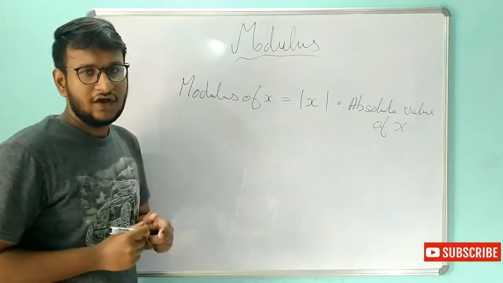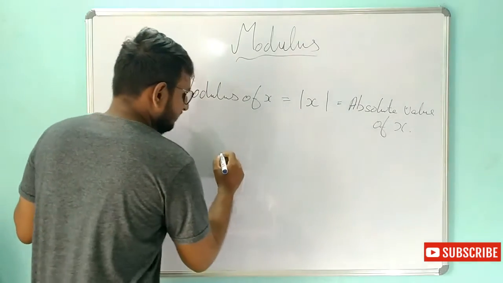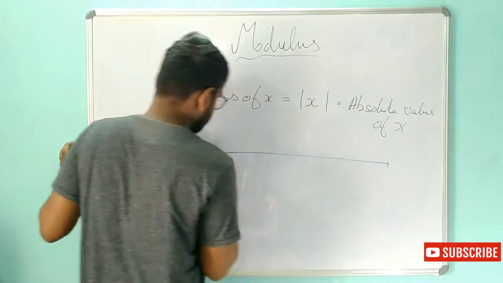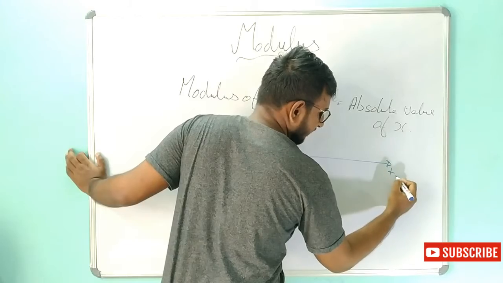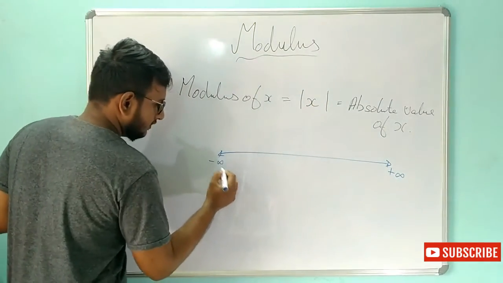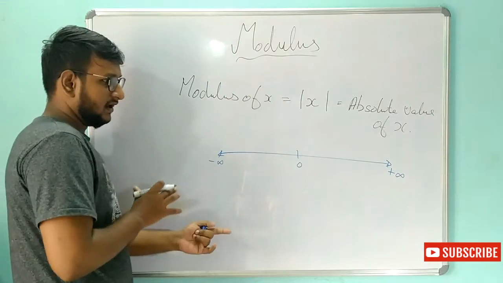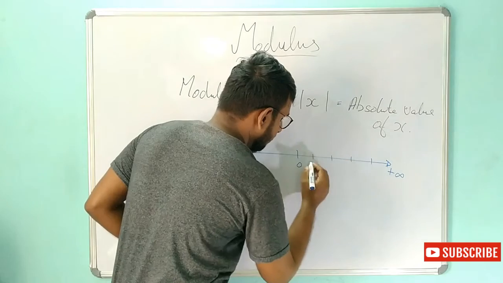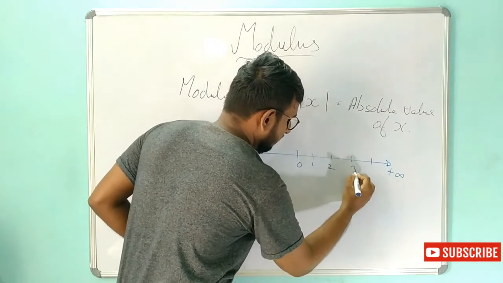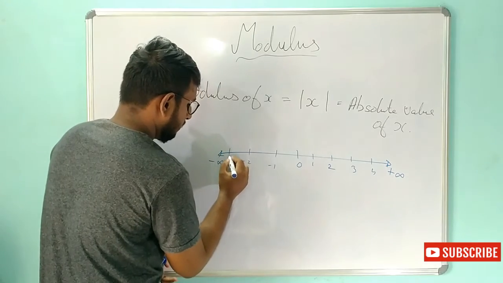So what is absolute value? Let's take a number line like this. It goes to plus infinity and minus infinity, and there will be 0 at the center. Here in this number line, let's assume there is 1 over here, 2, 3, 4 going right, and minus 1, minus 2, minus 3 going left.